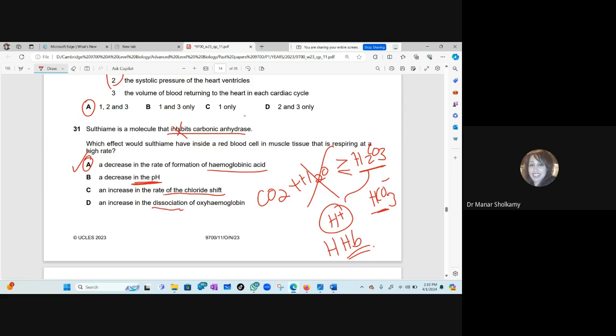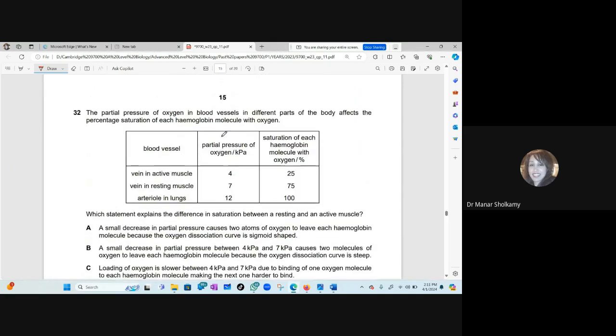D, an increase in the dissociation of oxyhemoglobin. On the contrary, we don't have this reaction. The hemoglobin will dissociate from the oxygen to take the hydrogen ions. No hydrogen ions are being made because the reaction is stopped. So the only answer is A. Did you get it? Yes, miss. Okay, good. Let's finish the other 9 questions because, okay, my blood pressure is starting to rise.